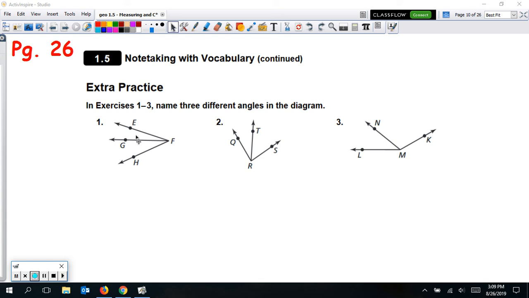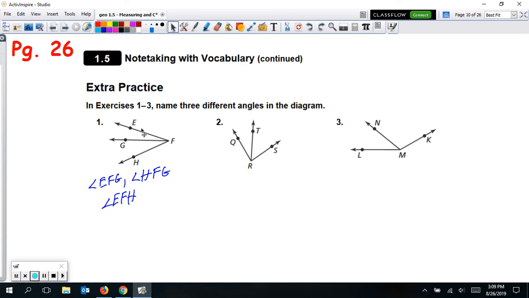So we can name this first one. The first one we can name is EFG. That's the top one here, E, F, and G. Again, F is going to be in the middle because it's the vertex there. Another one we can name is HFG, using the bottom one with F and G. So that's another angle, this bottom angle here. Again, F's in the middle. And the third angle that we see here is the big one, EFH.